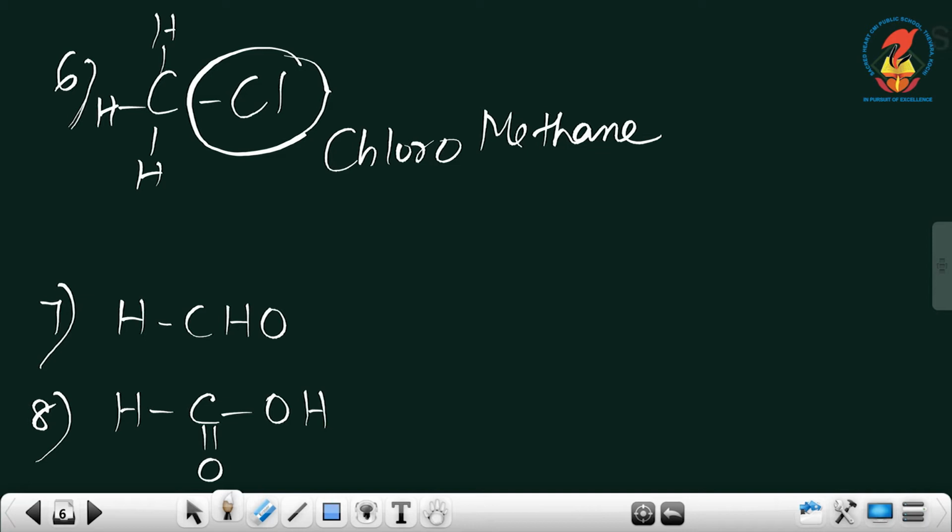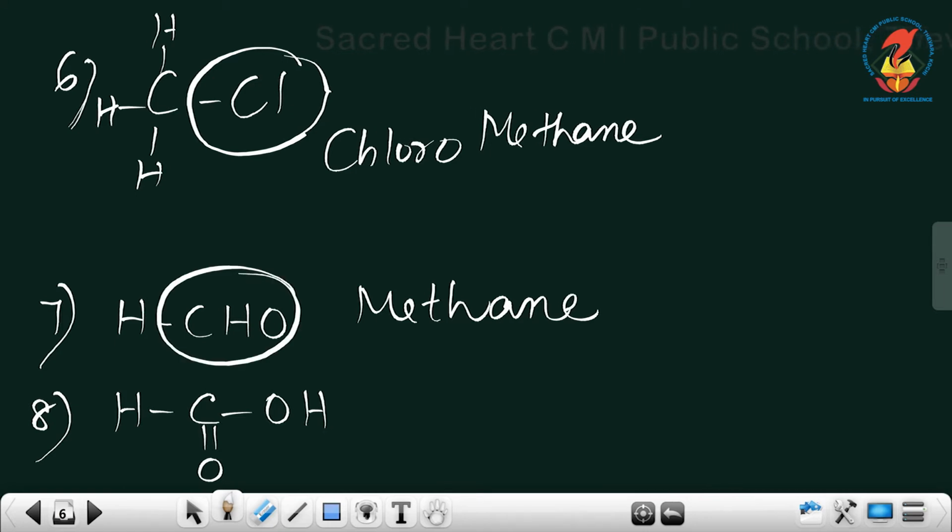Now question number 7. How many carbon atoms are there? One. Again write meth. All the bonds are single bonds, so it's a compound of methane. What is the functional group here? CHO. So the final E has to be deleted and write al, methanal.